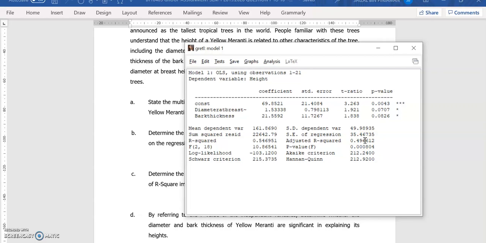It means that 49.66% of the variance of the height of yellow Meranti is explained by the diameter and the bark thickness of the tree itself.